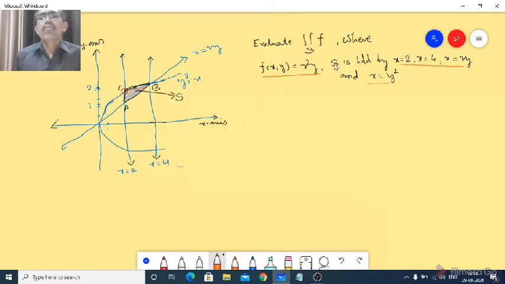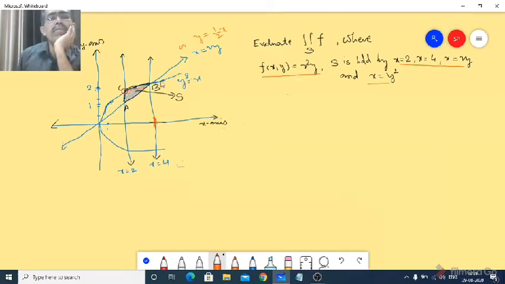Now, first of all, sketch the region S. To sketch it, draw the line x is equal to 2, the line x is equal to 4, the line x is equal to 2y, which you may write as y is equal to half x, both mean the same, and the curve x is equal to y squared. This is the line x is equal to 2, and this is the line x is equal to 4.